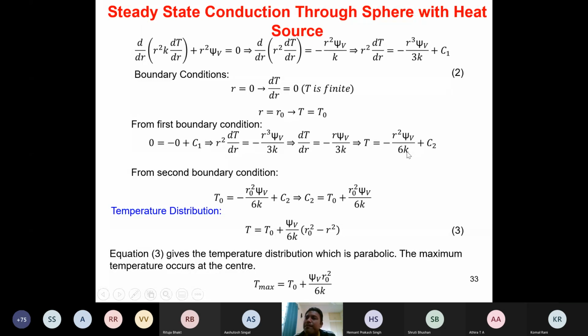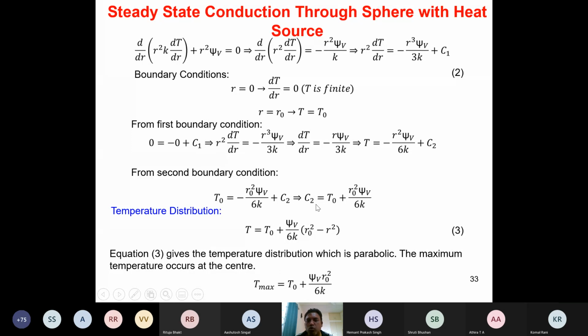Okay, so this is a simpler case compared to what we have seen earlier. The temperature T can be obtained as minus r² psi V by 6k plus C2. Again, if we apply the second boundary condition here, at r equals r naught, T equals T naught, we get T naught equals minus r naught² psi V divided by 6k plus C2.